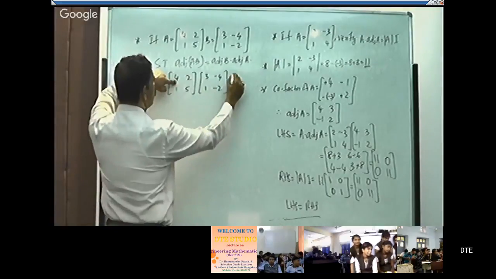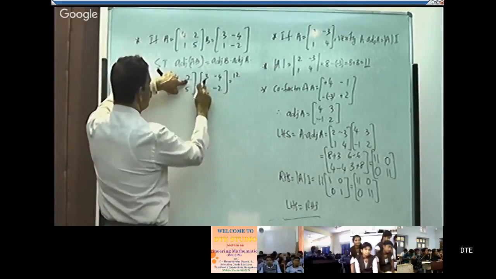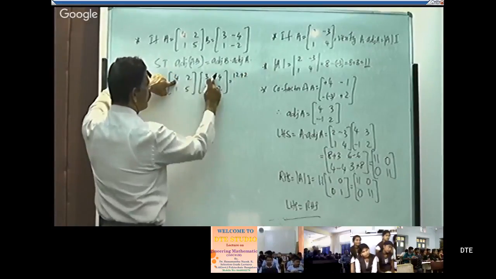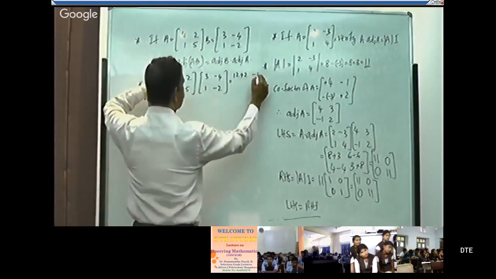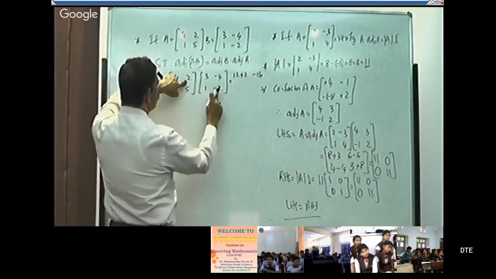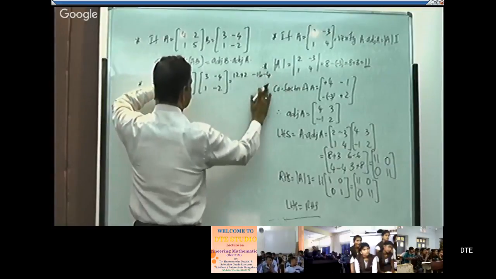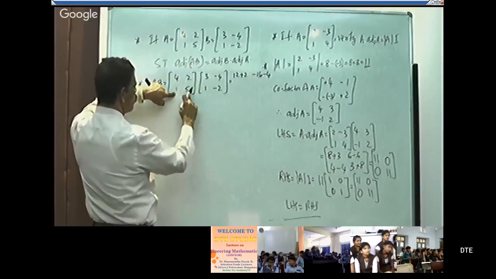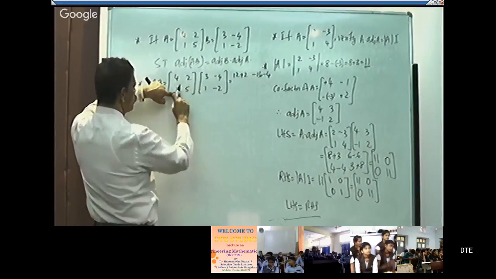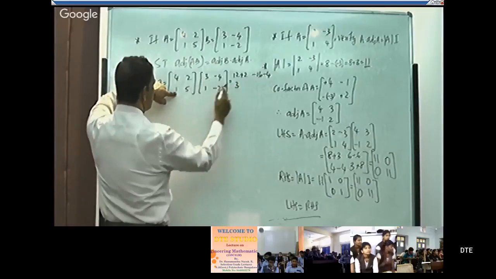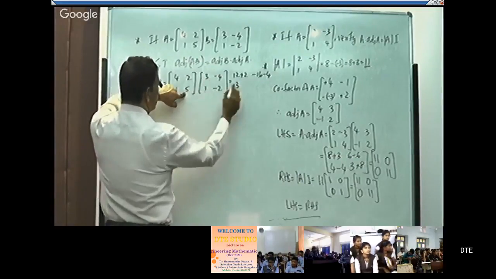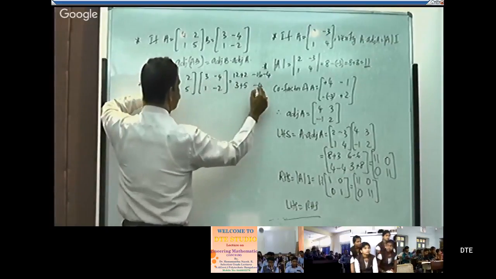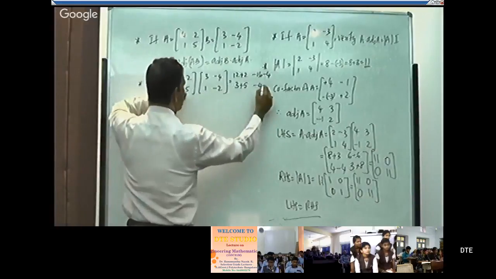4 3s are 12 plus 2 into 1 is 2. First row, second column: 4 into minus 4 is minus 16, 2 into minus 2 is minus 4. First row is multiplied with both the columns. Then move to the second row. Second row should multiply with both the columns. That is 1 into 3 is 3, 5 into 1 is 5. Second row, second column: 1 into minus 4 is minus 4, 5 into minus 2 is minus 10.